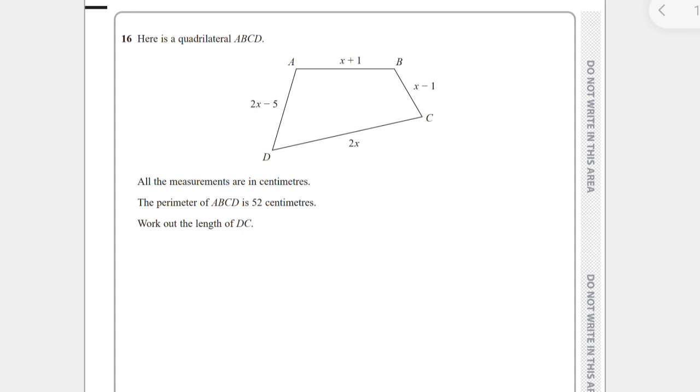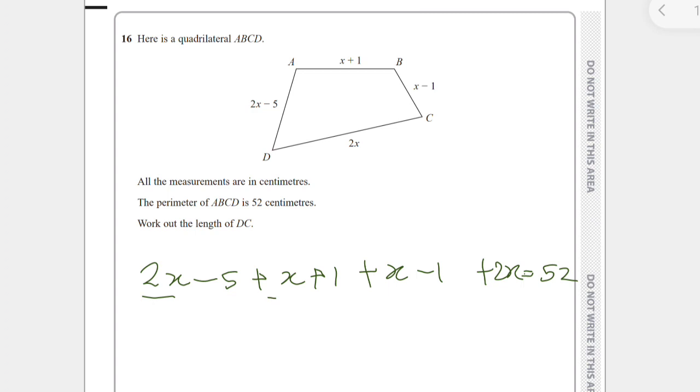So here is a quadrilateral ABCD. We're told that the perimeter of the quadrilateral is 52. So what is the perimeter? It is the sum of the sides of a 2D shape. So in this case, there will be 2x minus 5 plus x plus 1 plus x minus 1 plus 2x, all of that equals 52.